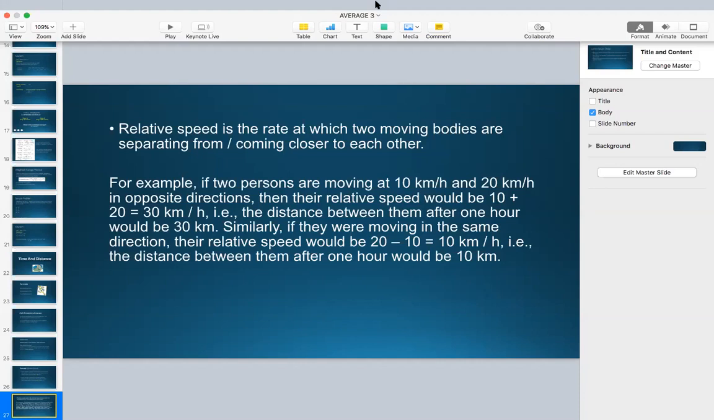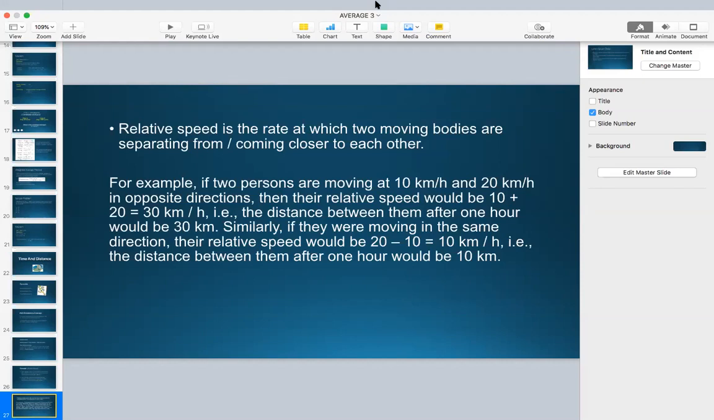Now let's assume a scenario where you and your friend started moving in the same direction, and initially you were at the same point. So you will cover 10 kilometers in 1 hour and your friend will cover 20 kilometers. So after 1 hour, you will have a gap of 10 kilometers between you and your friend, right?